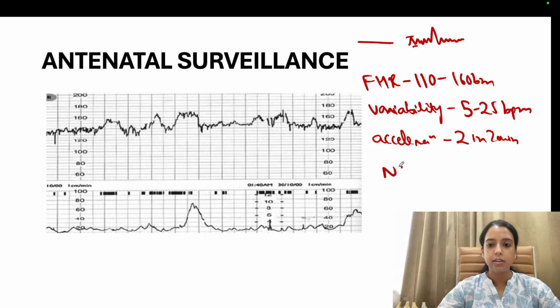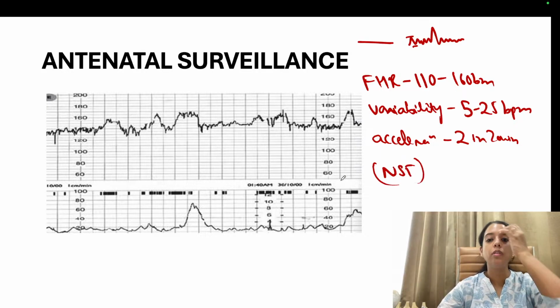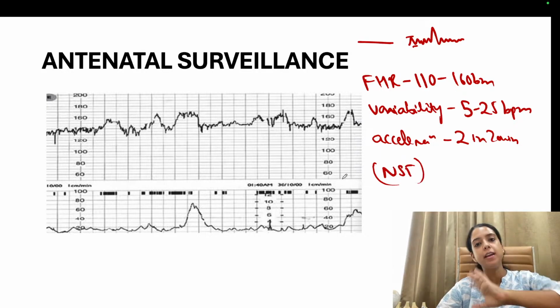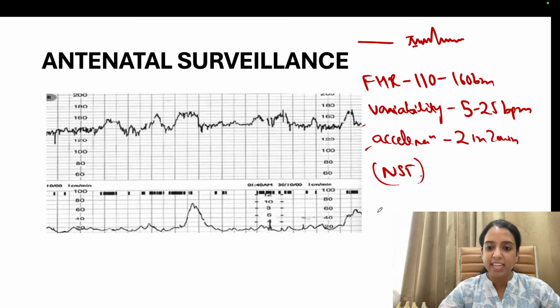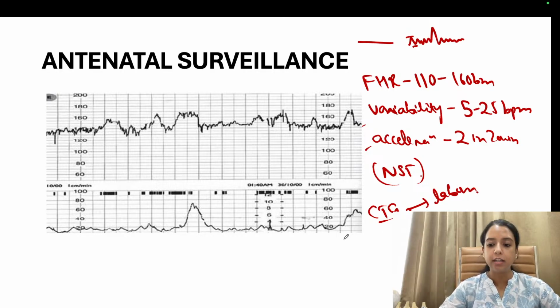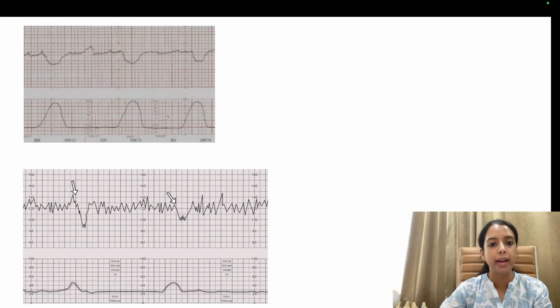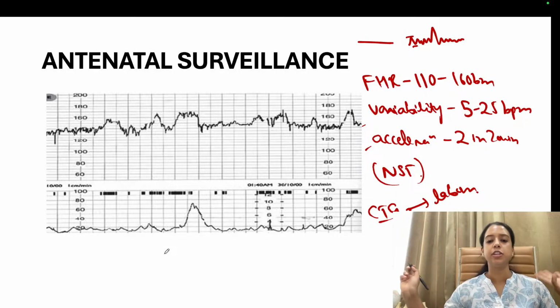This is NST, non-stress test, where I am taking only the fetal heart. When I am taking only the fetal heart, seeing the acceleration, variability and no deceleration, that is NST. CTG is cardiotocography. CTG is done during labor. When I am seeing the change of fetal heart with uterine contractions, that is CTG. NST is antenatal, there is no contraction.